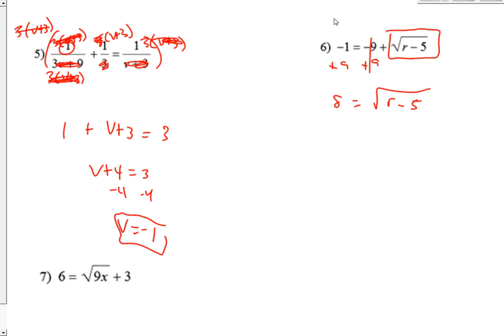And the only thing we can do with the radical to get rid of it is to use an exponent. So we're going to use an exponent of 2 on both sides of the equation. That will allow us to cancel out the radical, and now we have just r minus 5. And 8 squared is 64. And then we just add 5 to both sides, and we get 69 is equal to r.